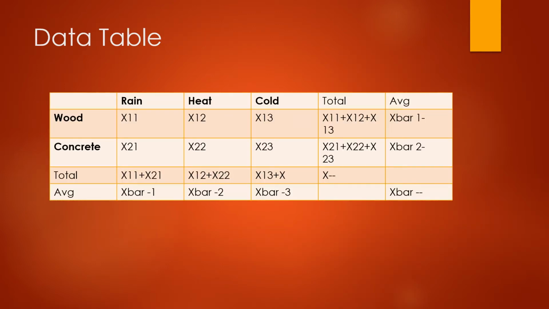After we run our experiment, we would organize our data into a table. We would then find the averages for each block, the wood and the concrete, and find the averages for each treatment, rain, heat, and cold. And at the end, we would find our total average, or the average of all the data, known as our grand mean.